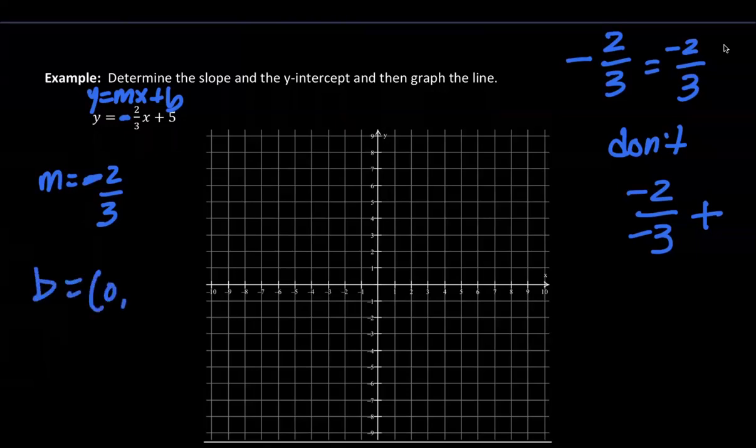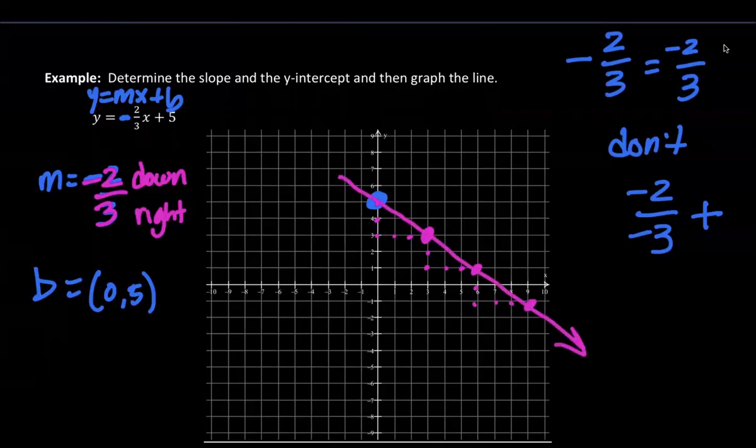So if the negative is sitting out in front, just assign it to the numerator. The y-intercept is (0, 5), so we plot the y-intercept first. From there, we use the slope of -2/3. This means go down 2 and right 3. So down 2, right 3, that's our next coordinate point. We could do that again, just to get a couple more points to see how the line is sloped, and put arrows on both ends.